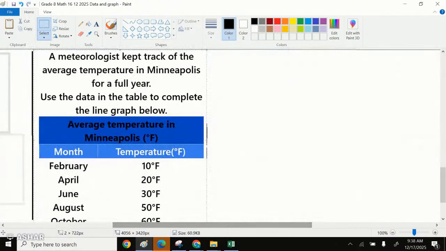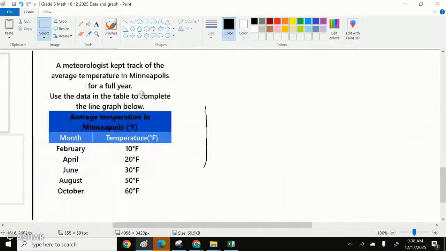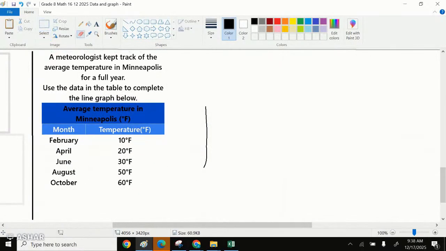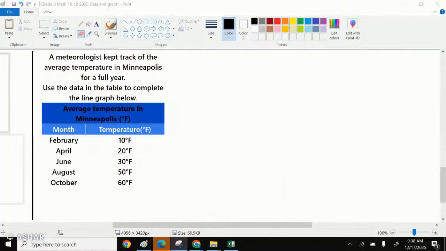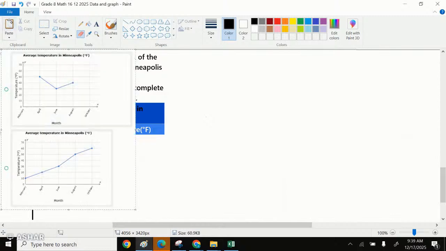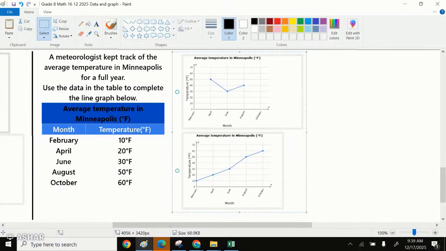The question says that a meteorologist kept track of the average temperature in Minneapolis for a full year. Use the data in the table to draw. We don't have to draw. The answers are given to us. Let's see what the possible answers are. So in this case, we just need to compare. We just need to compare the first two, right? We can even compare the first value and find the answer.